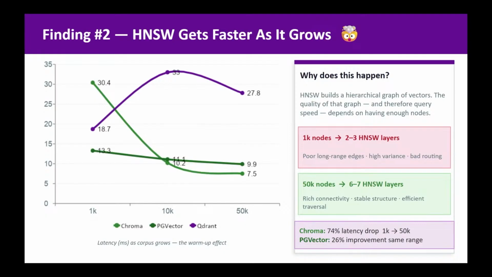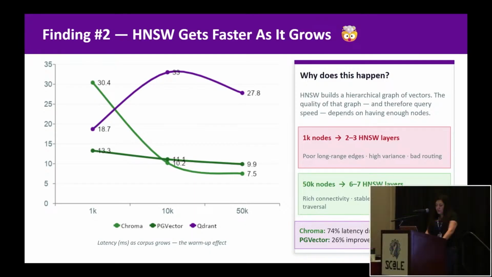The answer to that is HNSW graph structure. Hierarchical, navigable, small world builds a multi-layer graph over your vector space. The key word being hierarchical. With only 1,000 nodes, you can build 2, maybe 3 layers.